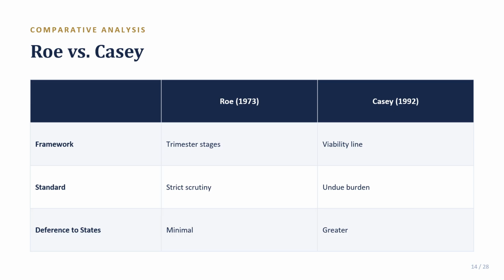But this comparison is going to matter enormously for understanding Dobbs, which we're about to reach, because Dobbs didn't simply pick a side between Roe's approach and Casey's approach. It rejected the entire premise that either case had gotten right, and that was the existence of a federal constitutional right to abortion in the first place.